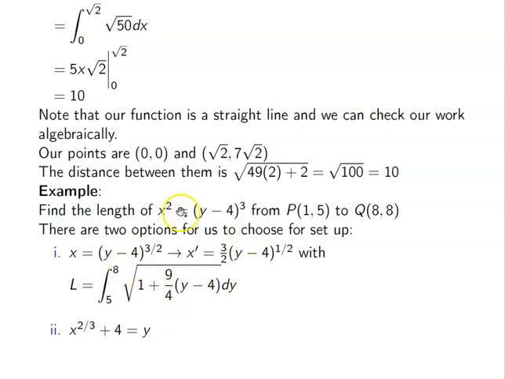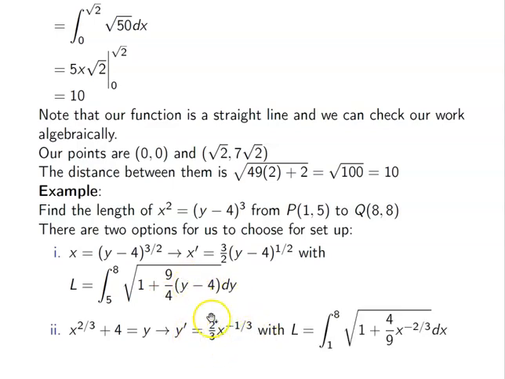The other option is that I solve for y. So I take the cube root of both sides, and then I add this 4. And now when I differentiate y, I get 2/3 x to the negative 1/3. And then when I throw that into my formula and square it, 1 plus the derivative squared, so I'll get 1 plus this squared. I get 4 over 9, right? So 2/3, and then this turns into negative 2/3.